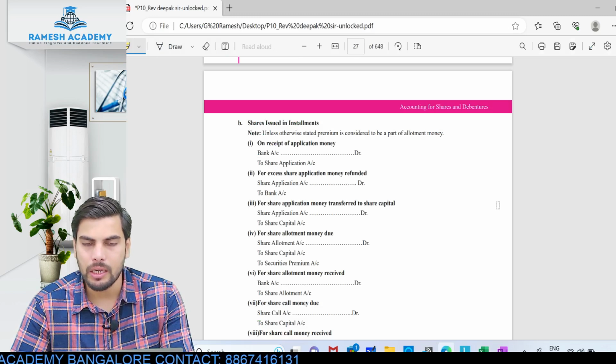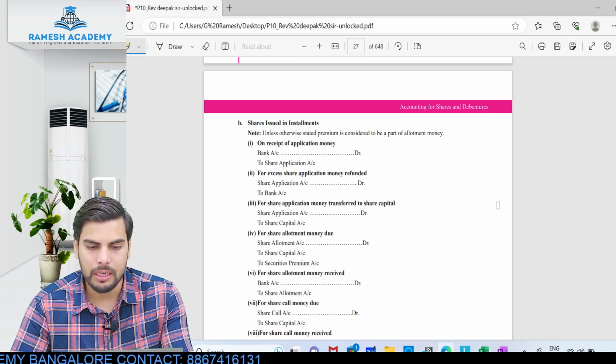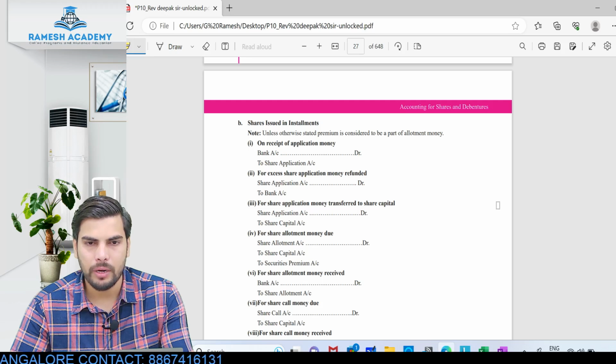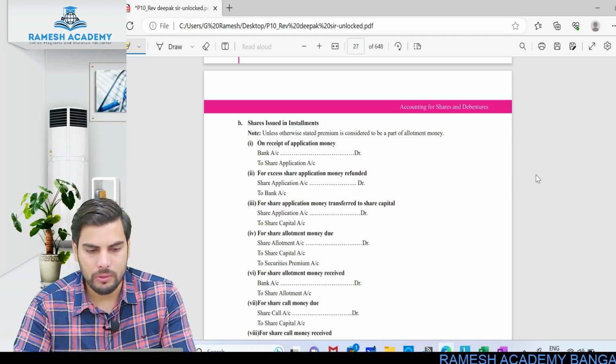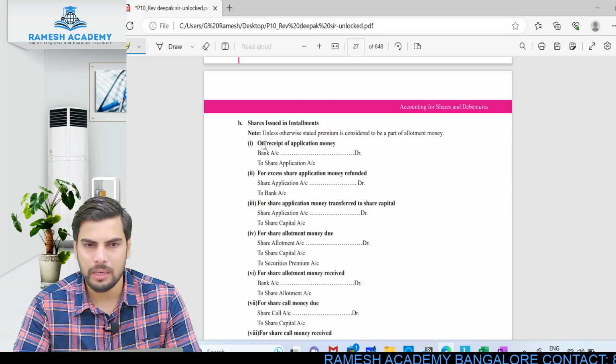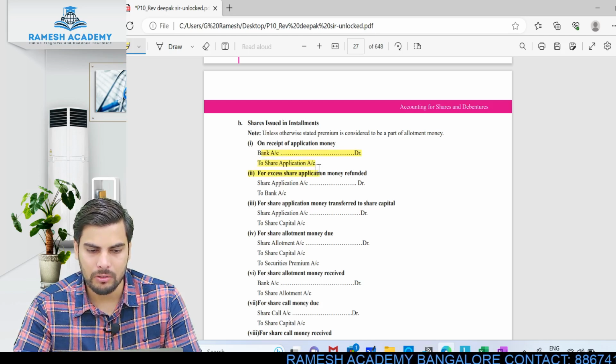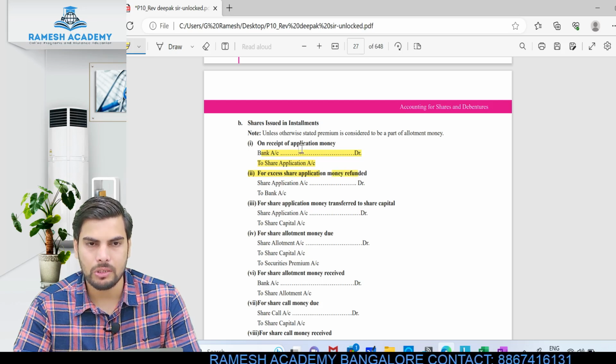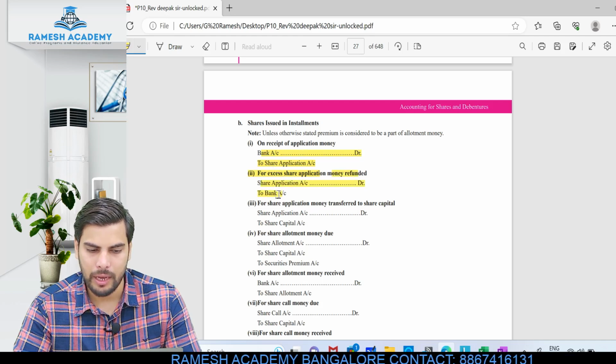Shares issued in installment. Whenever the company is receiving the amount in installment, let us understand what exactly would happen. So shares issued in installment. On receipt of the application money, it is the same entry, guys: bank account debit to share application. For excess application money refunded, it is the reversal of this entry: share application to bank account.